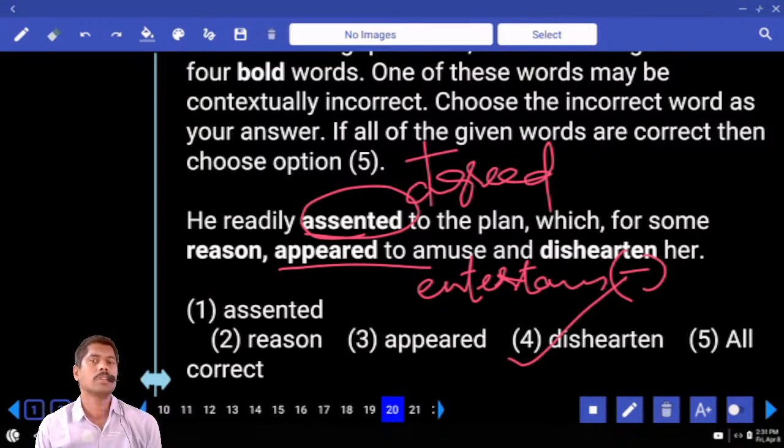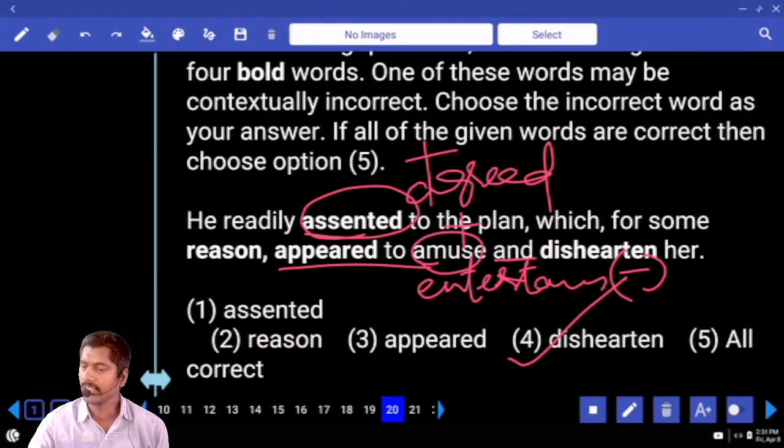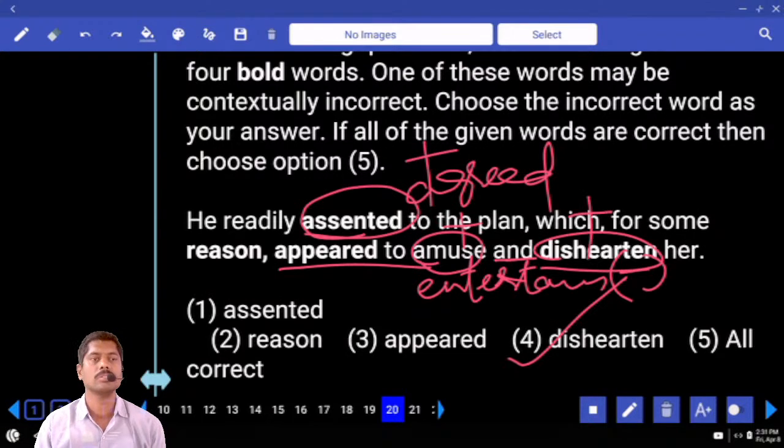Why the 4th option, sir? Amuse is positive and is given, and after that I also need positive. Amuse and make me happy. Amuse and entertain. Amuse and make me happy. But dishearten is discouragement or disappointment. Amuse and disappointment, no, it is not possible.